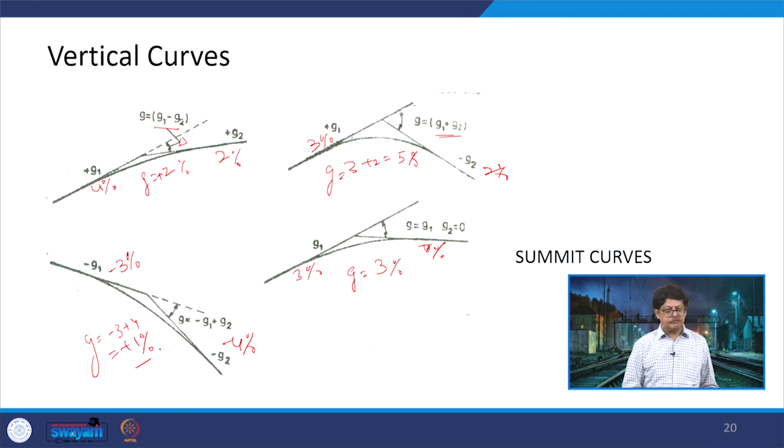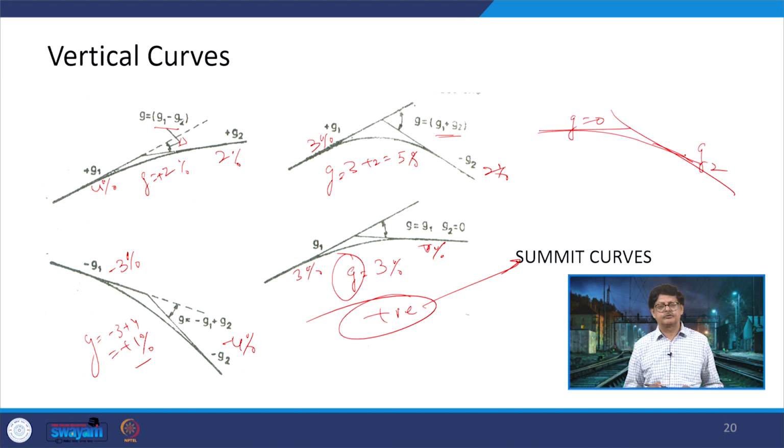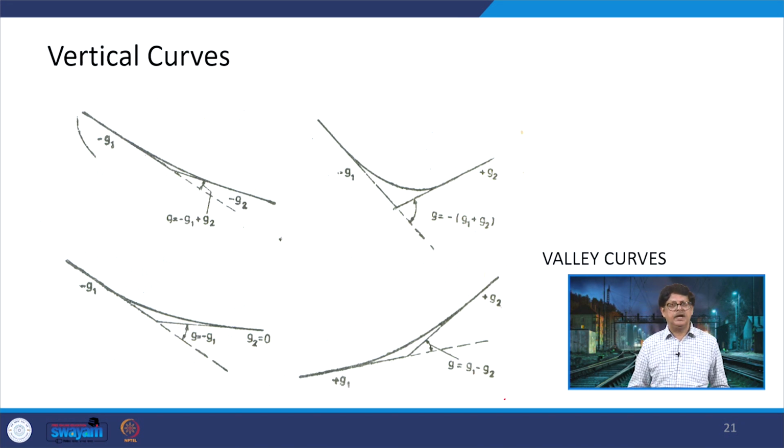So, in all of these cases what you found is that the final value of G is coming as positive. That means, if this algebraic difference which is being taken comes as positive, then that will denote the summit curve. Now, another variation of the summit curve can also be there. We can say that this is horizontal, so G is equal to 0 and then there is another G2 here and we are providing a curve between these two. So, this can also be the fifth possibility. Similarly, in the case of valley curves, we have these 4 plus you can make another one, that means here this is horizontal, so this is 0% as G1 and this is G2 and therefore the curve can be created in this form.